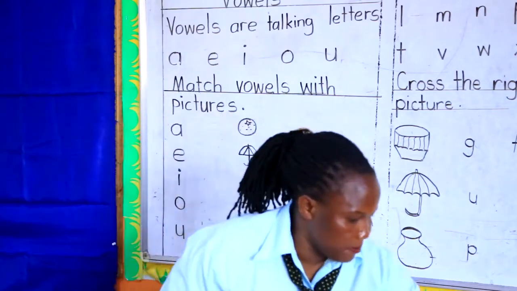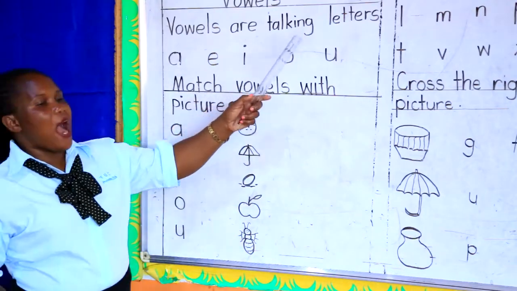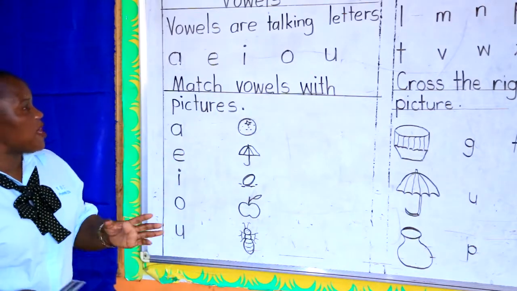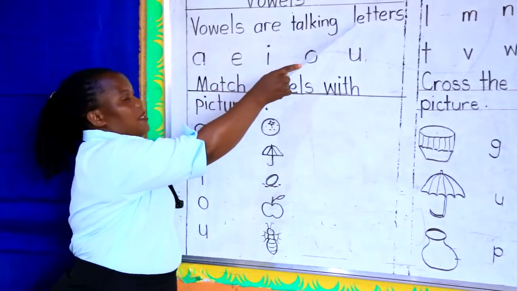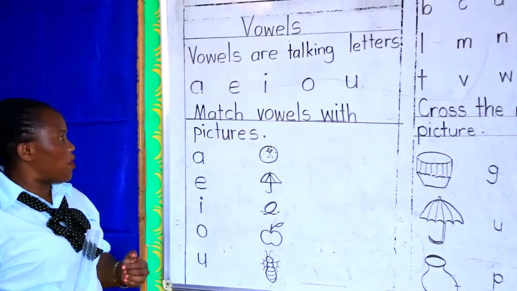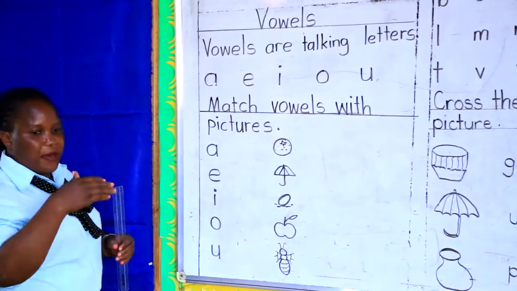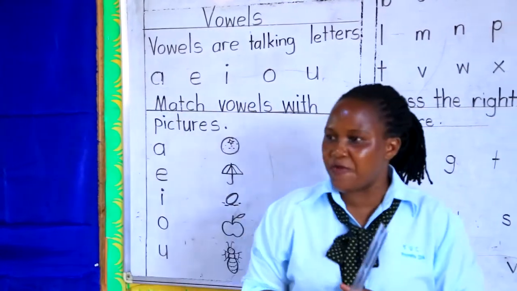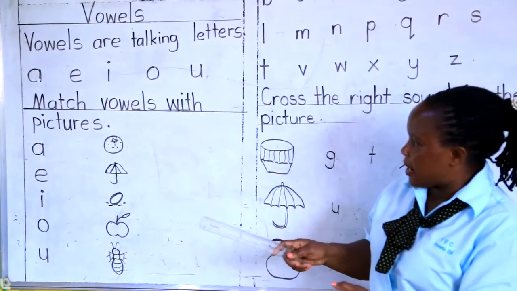We have 5 vowels. That is A, E, I, O, U. That's why we say that we have 5 vowels. Vowels are talking letters. Vowels are talking letters. They help us to build words. They can talk. This is the first topic, day 1 in reading. So parents, I urge you to follow the days because these lessons have been prepared in a special way that every day has got its special work.